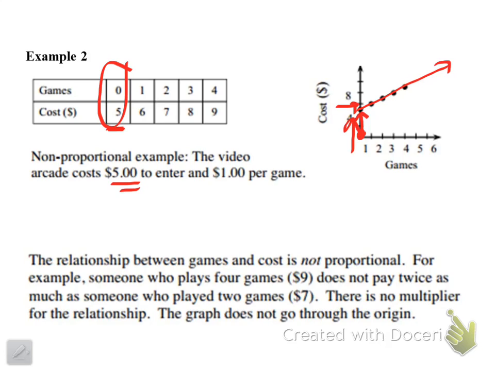Let's go ahead and read this paragraph together to get some more understanding. So the relationship between games and cost is not proportional. Because, for example, someone who plays 4 games, which cost $9, does not pay twice as much as someone who played 2 games, $7. There is no multiplier for this relationship. The graph does not go through the origin. So that's something to recognize. You're not going to have a proportional graph if it does not go through the origin, because ultimately your multiplier is not going to be the same.